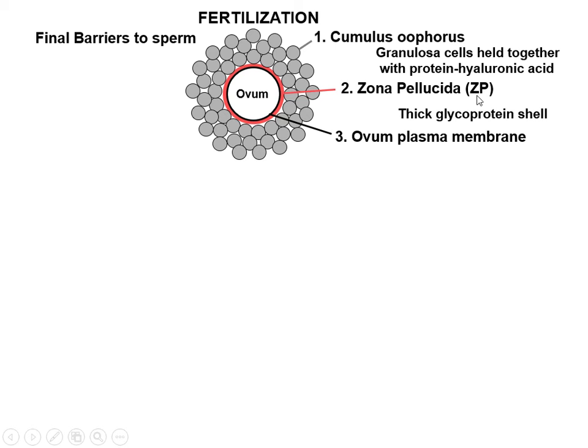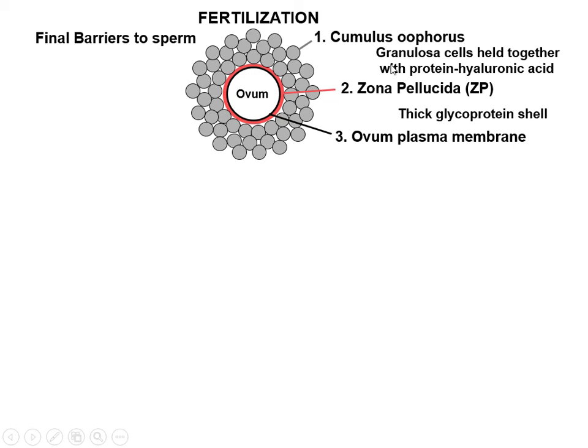The zona pellucida is a thick glycoprotein shell, and it's very important for survival of the ovum before fertilization because it protects the ovum as it's released during ovulation and picked up by the fimbriated end of the oviduct. If you think about it, if there's only a plasma membrane surrounding the ovum, it would rupture very quickly during the process. It also protects the embryo as it travels down the oviduct into the uterus if fertilization occurs. So that's the second barrier. And finally, there's the ovum plasma membrane it has to get through.